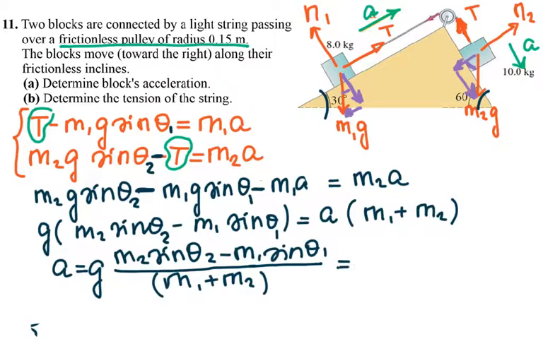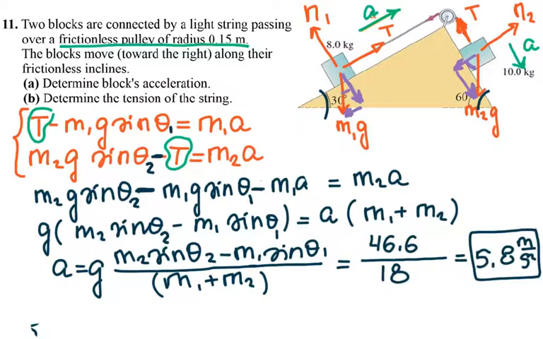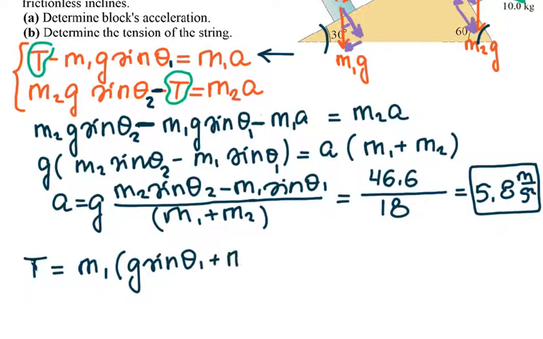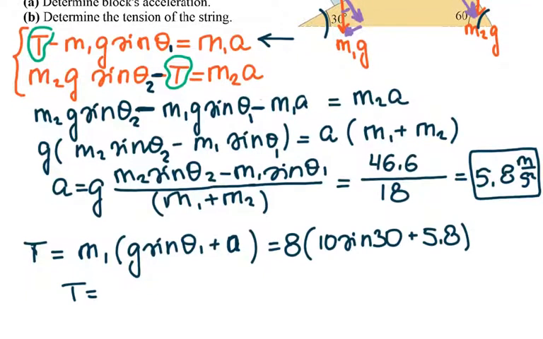And after I plugged in the numbers, I got 5.8 meters per second squared. To find the tension in the string, I just plug it into one of the formulas. I'm going to choose the first one. So your tension is equal to, I'm going to take m1 out, and I have g sine theta 1 plus acceleration. So that gives me 86.4 newtons.